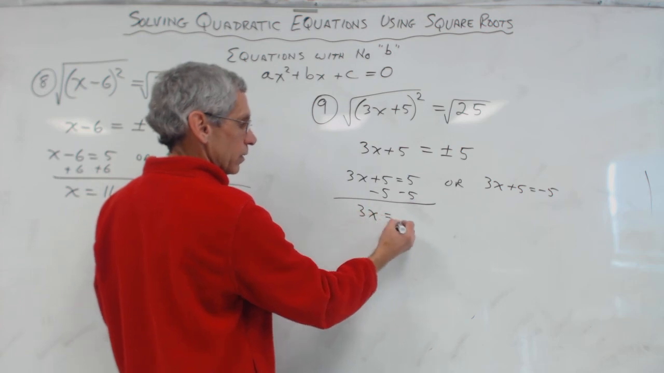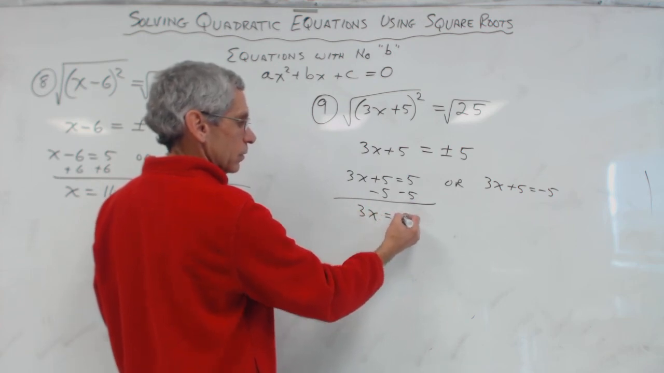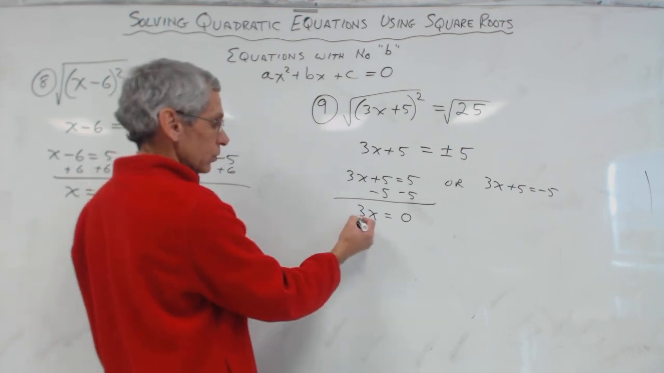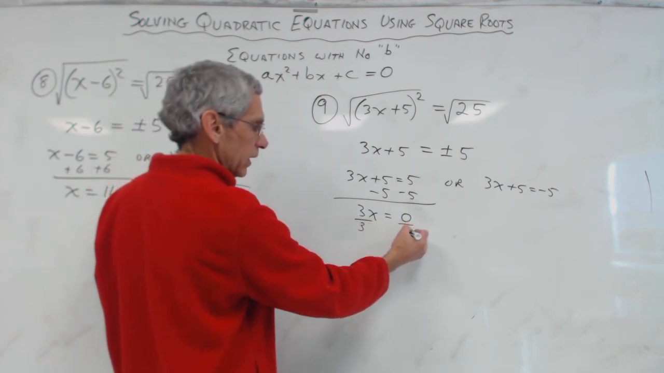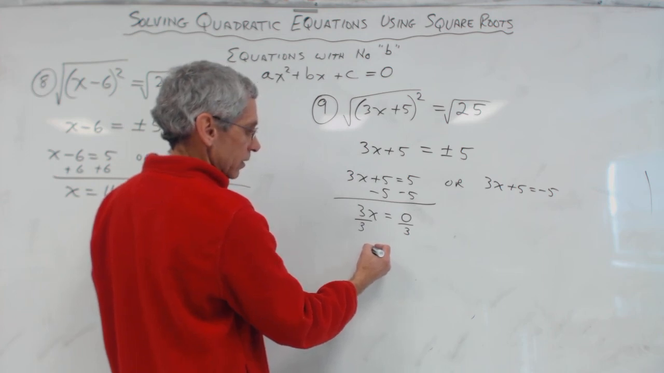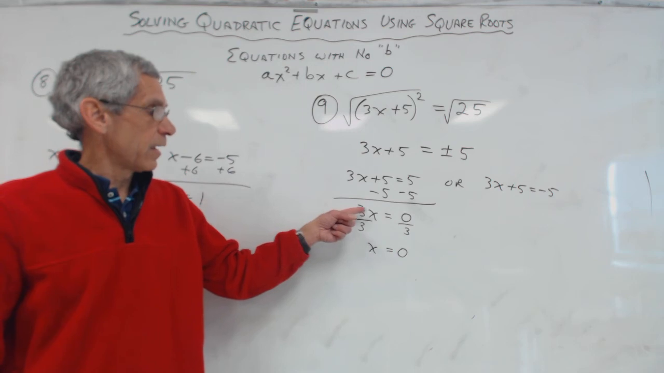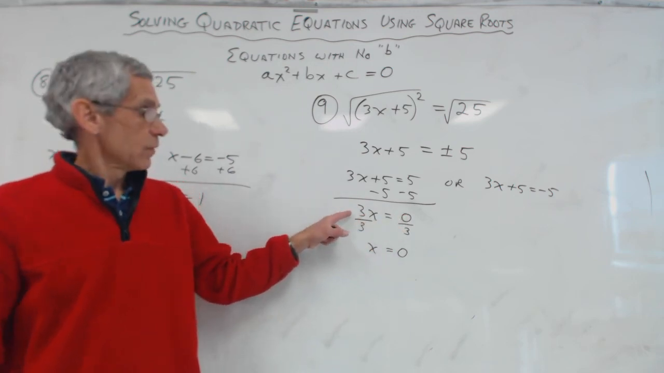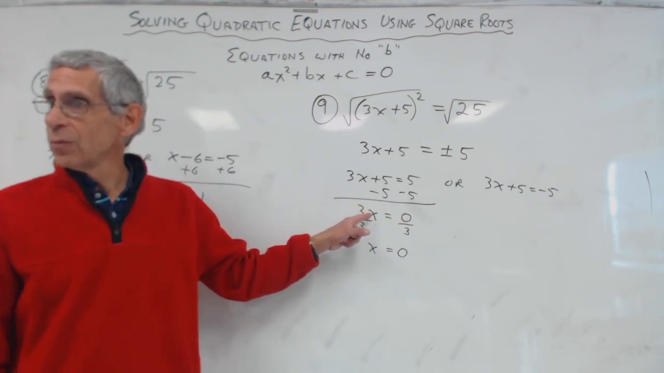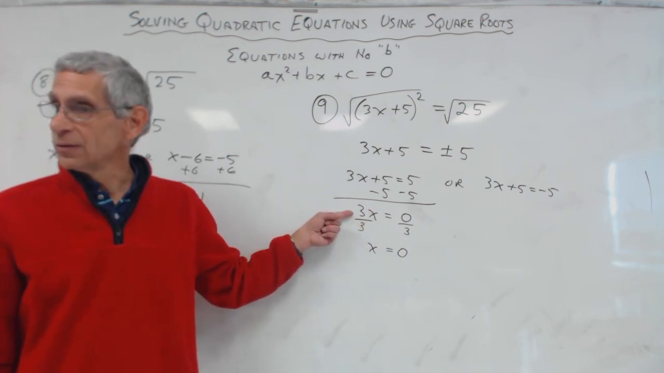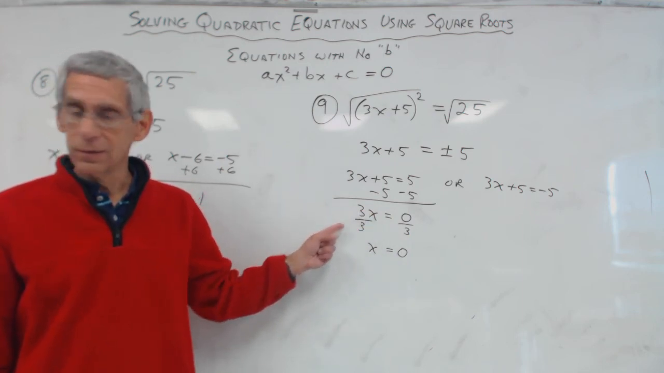3x is equal to what? Oh, I see, 0. But I want to know what x is. Yes, you have to divide by 3, and I know x is 0. Now this one is interesting. 3 times x equals 0. When a number times a number equals 0, one of them has to be 0. Well, the 3 is not 0, obviously, so x has to be 0. Does that make sense?